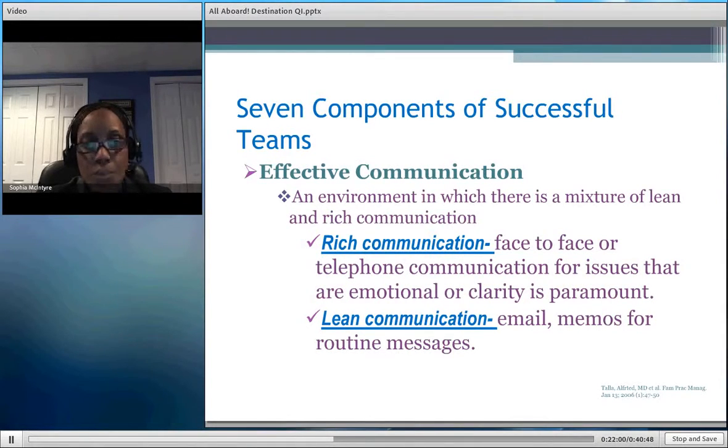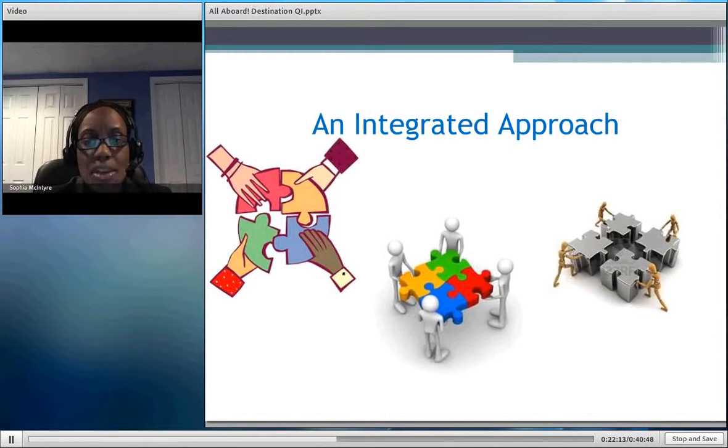For example, if there is a critical lab that you want a clinical person to act on, you wouldn't send an email or memo about that. Clearly, that would be a face-to-face communication or telephone communication. And not all correspondence has to be in real time. Real time would be the ideal, but obviously, time restraints do not always allow for that.